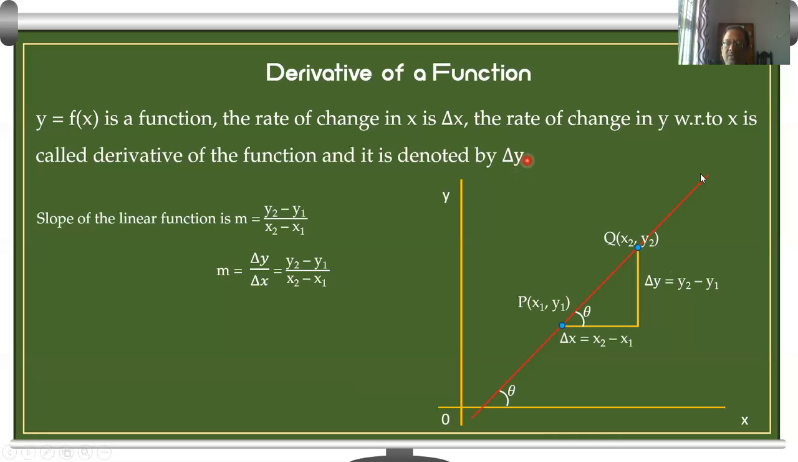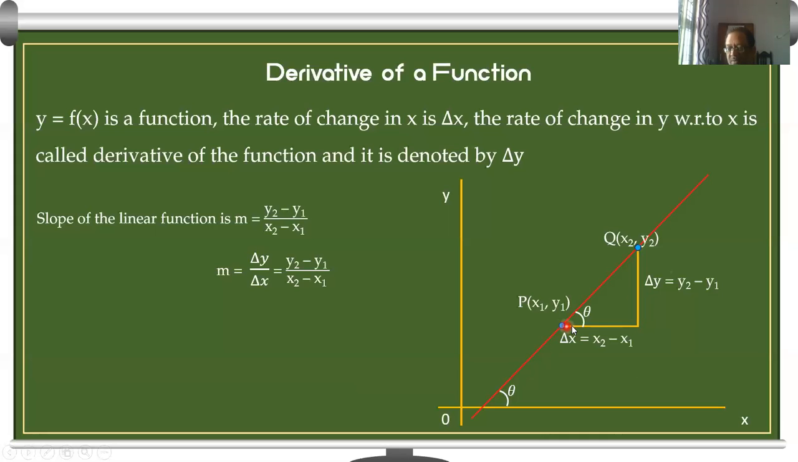Now here in the xy plane, the x-axis, the y-axis, and the origin. Here we have 2 points, P(x1, y1) and Q(x2, y2). Now we want the slope of the function. How is it calculated? At the P point, I am taking a line parallel to the x-axis. At the Q point, I am taking a line parallel to the y-axis.